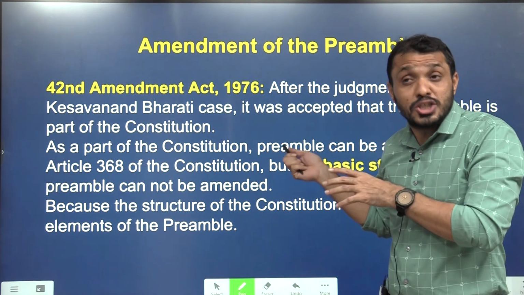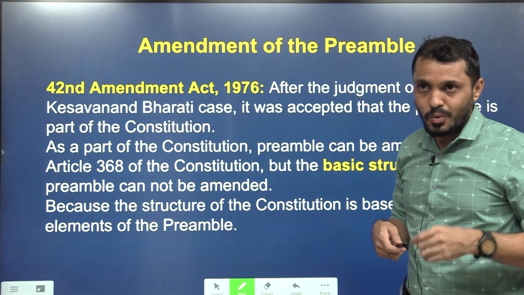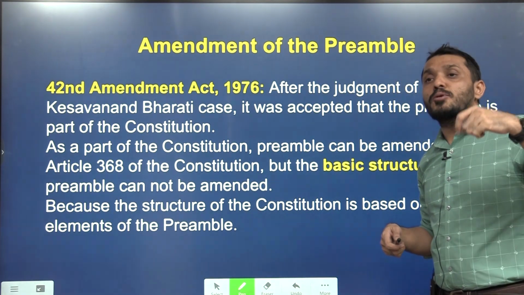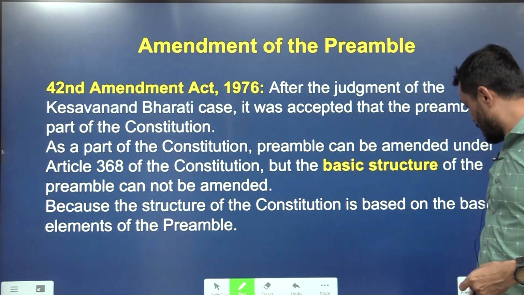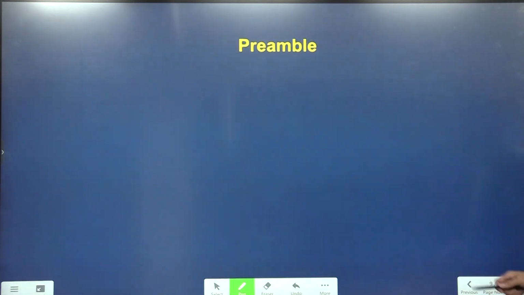Why is it considered a basic structure of the Constitution? Because it is reflecting the philosophy of the Constitution. Whatever the Constitution makers wanted to tell, that is what they reflected in the preamble. That is the reason. These words, I already explained, students. Which word did we add?